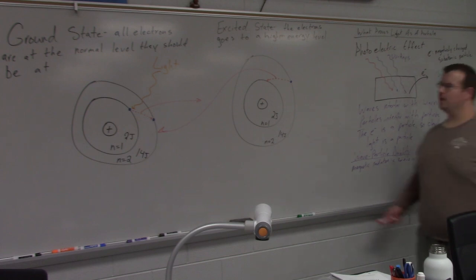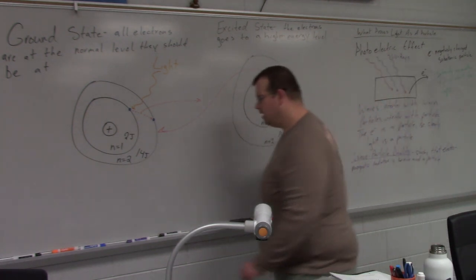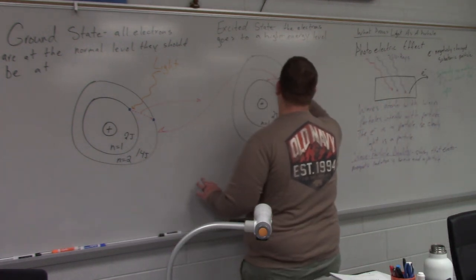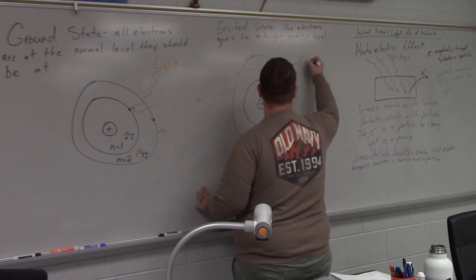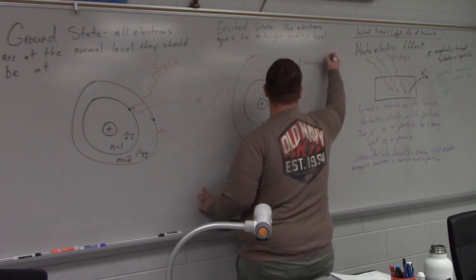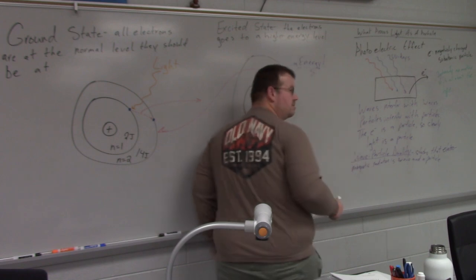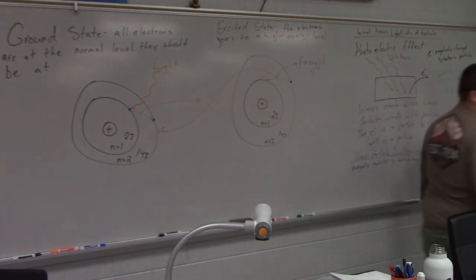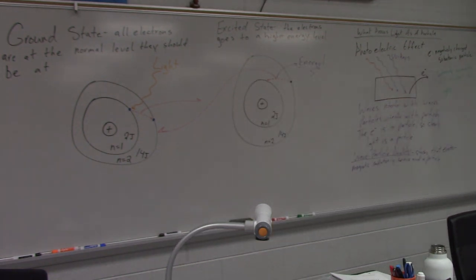So, for me to go down, I have to lose energy. So, you're telling me energy has to come off? Yes. That's kind of helpful. Hey, somebody help me out for a second. What's a perfect example of a quantum of energy but no mass that I could just freely lose? A photon!